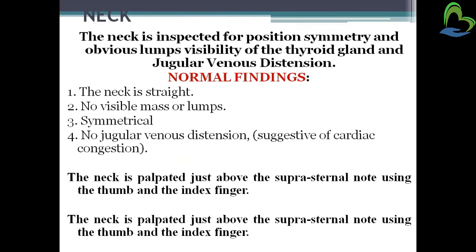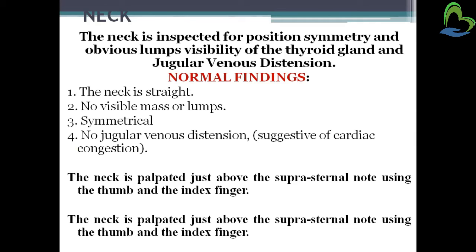The next is the neck. The neck is inspected for position, symmetry, visibility of the thyroid gland, and jugular venous distension. So normal findings are that the neck is straight and there is no visible mass or lumps. It is symmetrical, with no jugular venous distension suggestive of cardiac congestion. So you must observe it very precisely. And if you find JVD, you have to report it immediately because there is cardiac congestion.